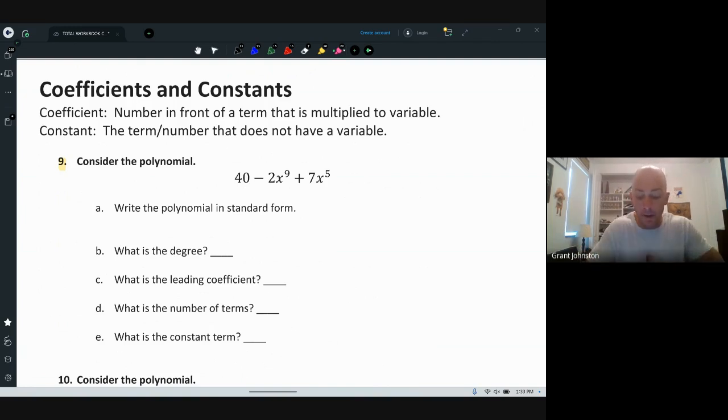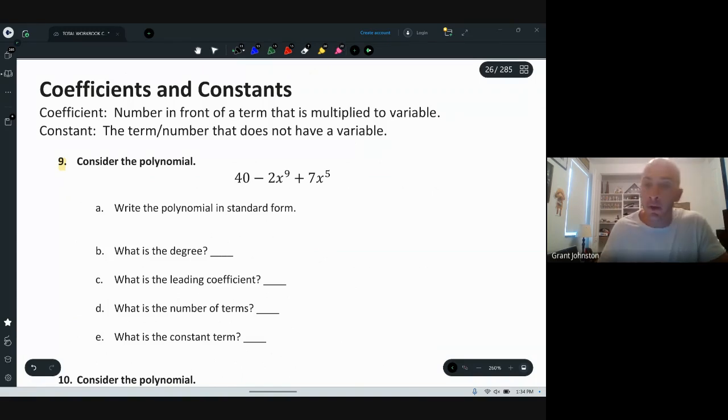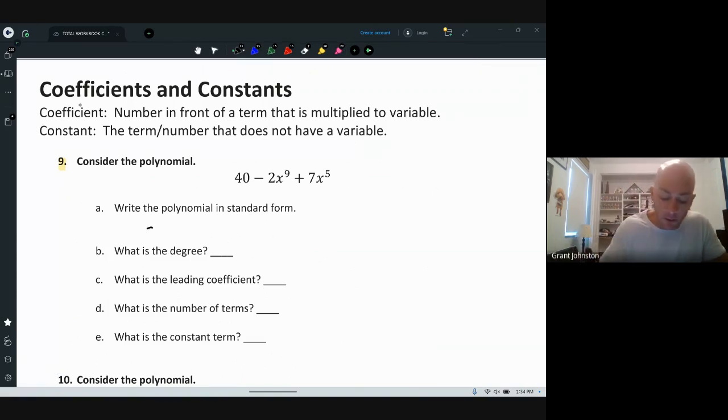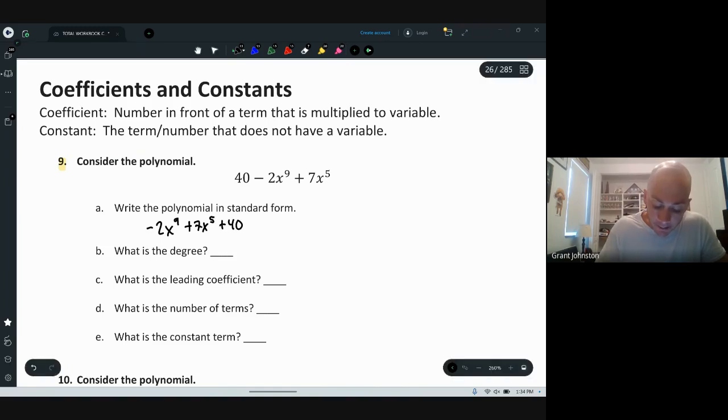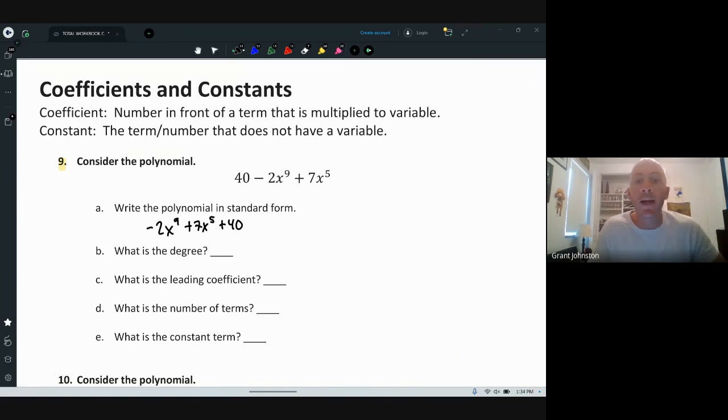So number 9, consider the polynomial 40 minus 2x to the 9th plus 7x to the 5th. Letter A says write the polynomial in standard form. So we need to put the term with the biggest exponent first. That would be negative 2x to the 9th because the 9 is the biggest exponent. The 40 doesn't even have a variable. It's got no exponent. So the next term would be 7x to the 5th, and then positive 40 would be last.